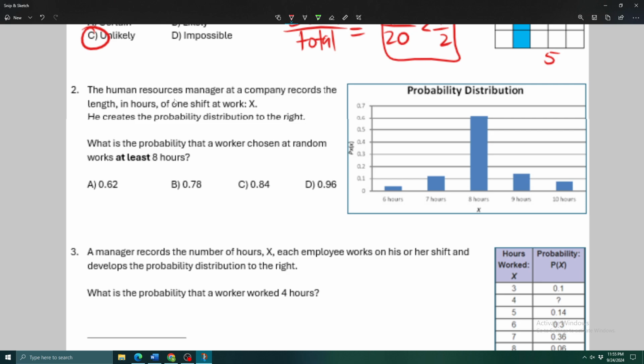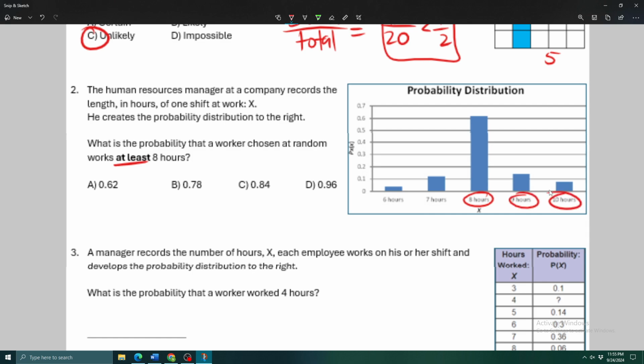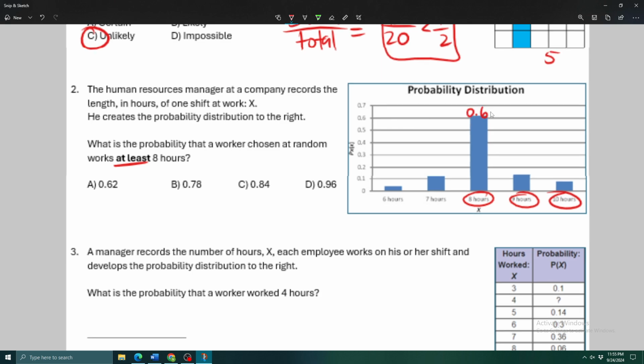The human resources manager records the length in hours of one shift at work, creates the probability distribution. What is the probability that a worker chosen at random works at least 8 hours? So this at least is very important. So either 8, 9, or 10, right? So at least. So we're seeing at 8 hours, that's about 0.6 something. We'll say 0.62.